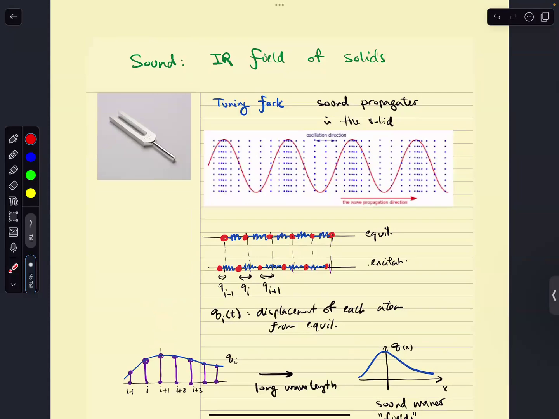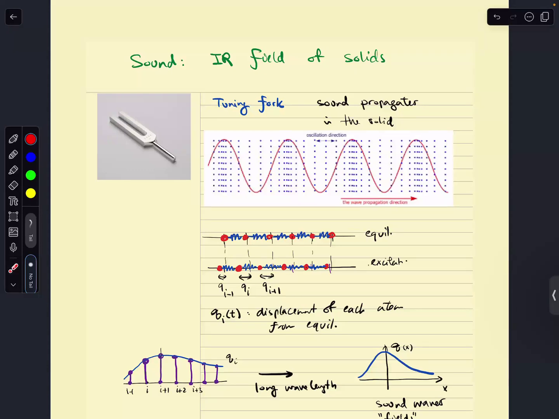So sound. What is sound? Sound is the infrared field of solids. Consider a metronome or a tuning fork. Actually, not a metronome, a tuning fork. When you hit it, it starts vibrating and creates sound. What is sound? If these are the atoms or molecules of the tuning fork, or air actually, they sit in a solid with some distance.